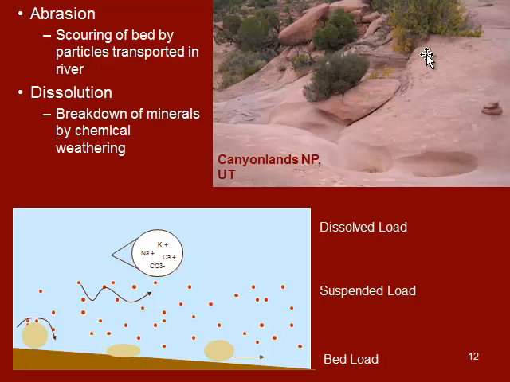So just to kind of show you the abrasion that can happen, this is in Canyonlands National Park in Utah. So this channel that you see here only fills up maybe once or twice a year for maybe a week, because this is a dry environment, and it only fills with water when you have a major rain event, which rarely happens in this area.